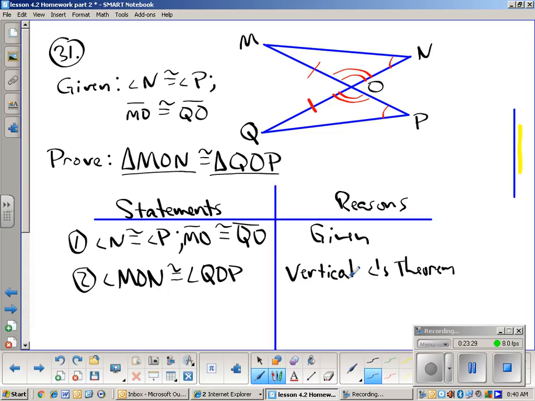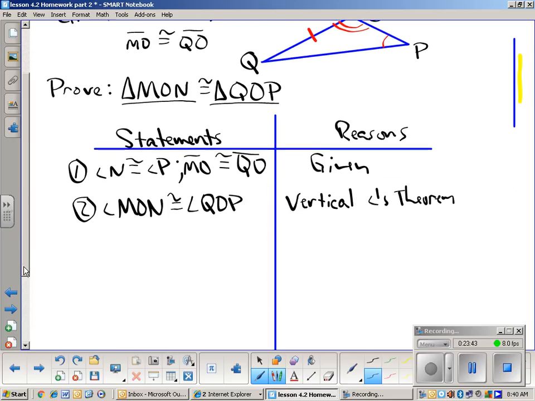So, how many facts do I have now? Three. And what are they? Angle, side. Nice. They're angle, side. And so we're ready to say, in just three steps here, that triangle MON is congruent to triangle QOP because of angle, side. That's exactly correct.